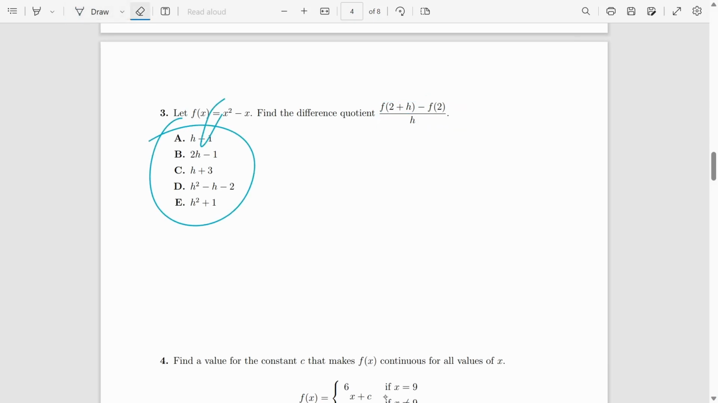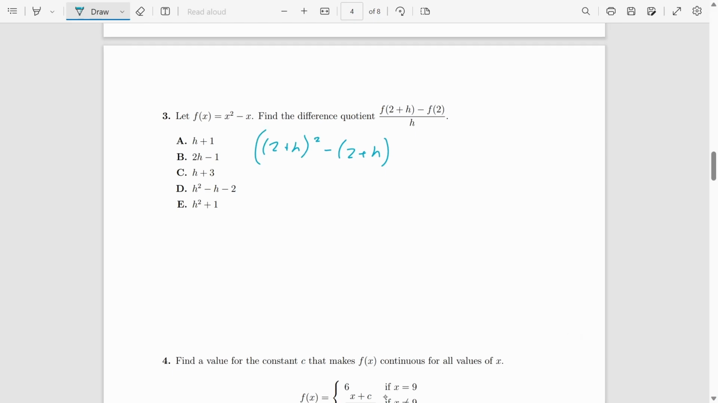So let's do that. So f of 2 plus h, plug in here, so that's, no, not x, we're plugging into x. That's 2 plus h squared minus 2 plus h. So that's the f of 2 plus h, and then minus f of 2, which is 2 squared minus 2, all over h. I'm gonna leave that out for now because it's just gonna be the same every time. Well, remember to divide by h at the end.